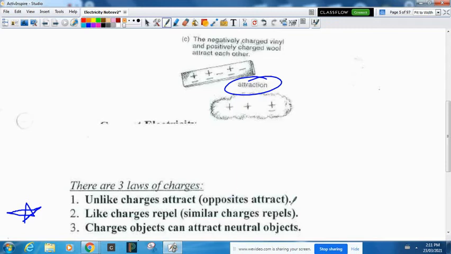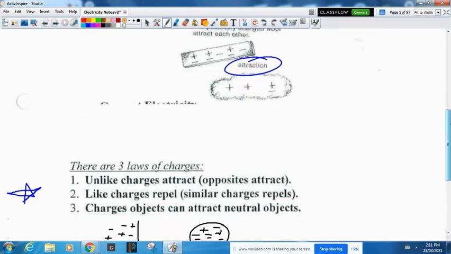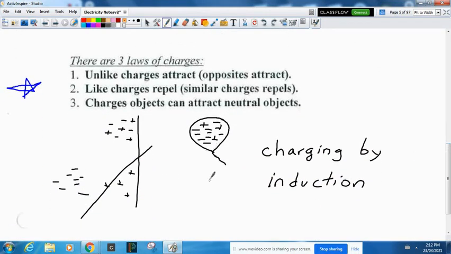The one that everyone seems to forget about is the one that everyone knows about. Since you were probably a little kid, you've rubbed balloons on your head, put it up to the wall, and it sticks. Charged objects can actually attract neutral objects. And it's called charging by induction. And so here's how it works. If I have this balloon that's negative and I bring it close to the wall, the minuses in the wall all go out here. That leaves the surface as being plus, and then they can attract.